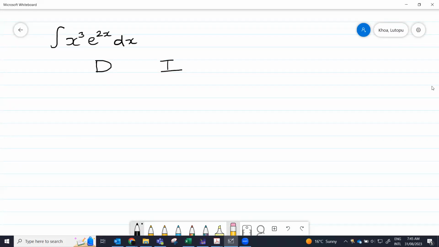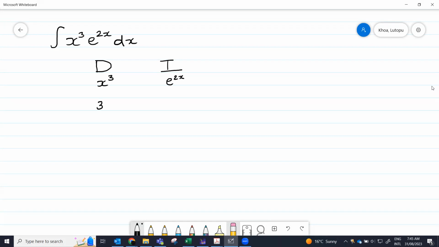So you pick your u and dv the same way that you would when you were using integration by parts the normal way. So as you know, x cubed is going to be your u. So we have x cubed here, and then we have e to the power of 2x. So the D here stands for differentiate, I stands for integrate. So what you're going to do is differentiate over here.